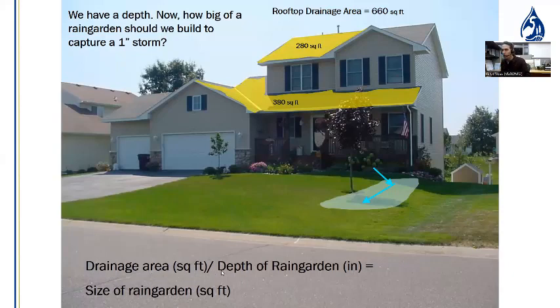Drainage area, square feet, divided by rain garden depth. So say we have that 6 inches depth. Oh, clay soil. We're not going to have 6 inches. We have 3 inches. That adds up to 660 square feet. 220 square foot rain garden is what you get.